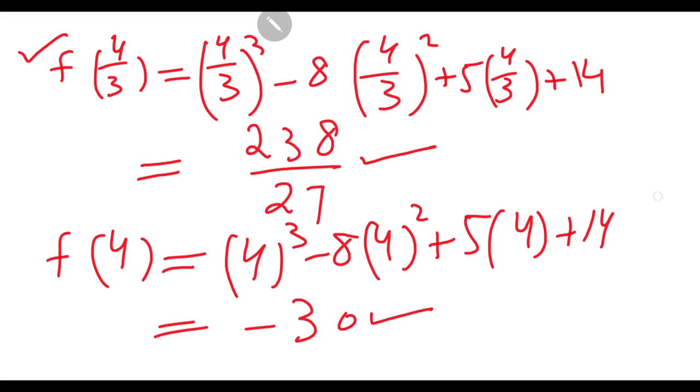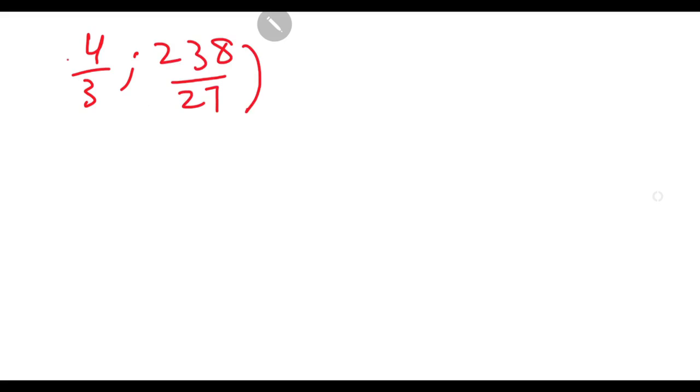Now we need to find the critical values of t. We need to calculate the corresponding t values for the tangent lines. So we got two tangent lines. Why? Because we got two x values. So the first tangent point is 4 over 3, the y value is 238 over 27. So this is the first pair: x value 4 over 3, y value 238 over 27.